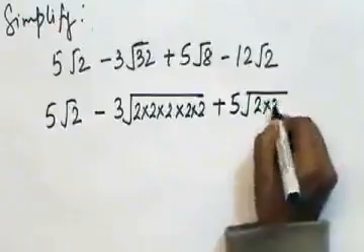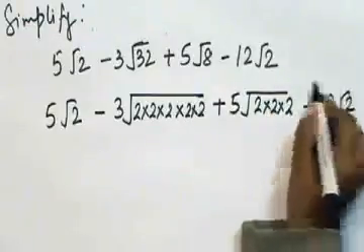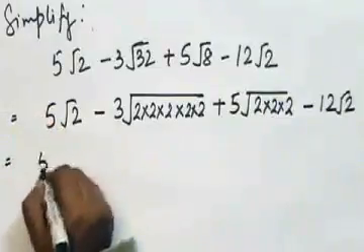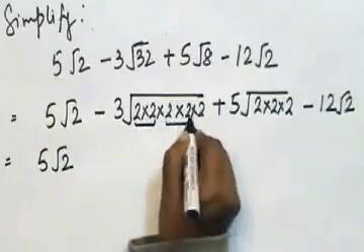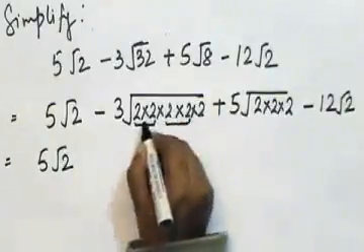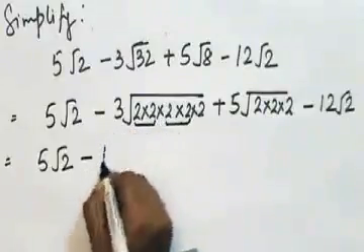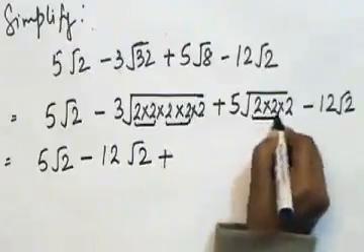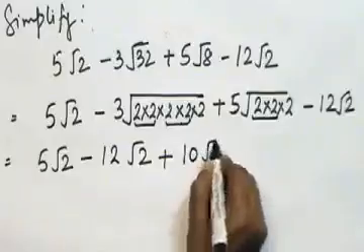Root 8 is 2 into 2 into 2. This cannot be further simplified as it is already in its simplified form. So this term is 5 root 2. Here, 2 2s can be taken out of the root. That means 4 can be taken out of the root and 4 3s are 12. One 2 can be taken out of the root and that 2 multiplied by 5 gives you 10 root 2.